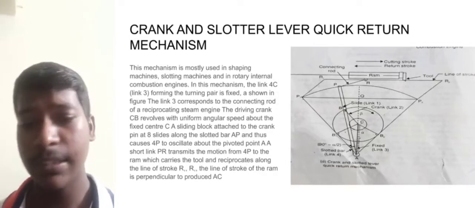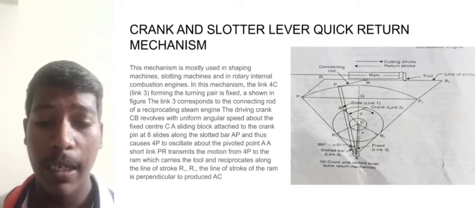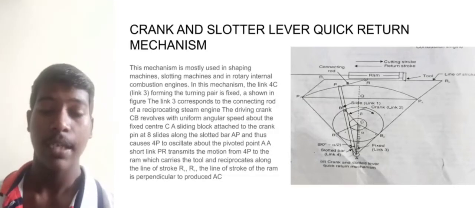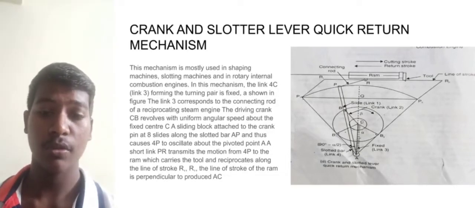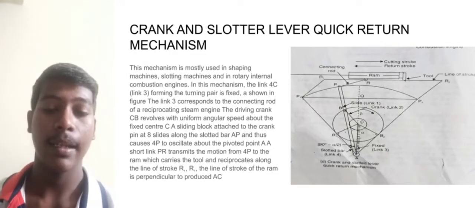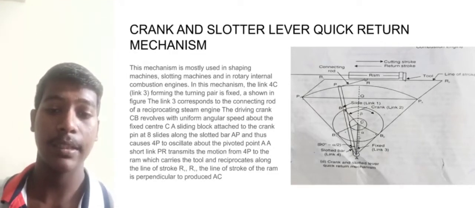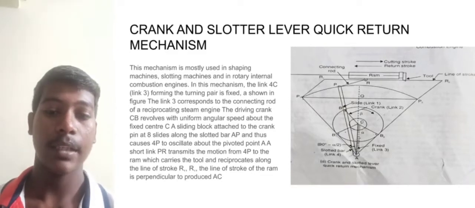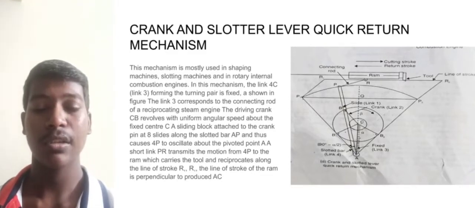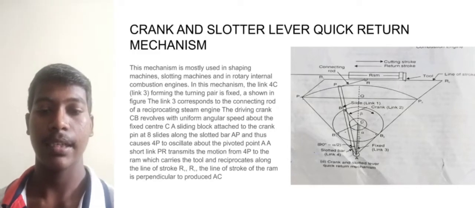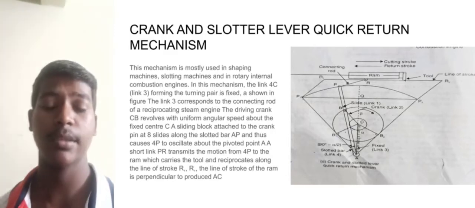Why is the cutting stroke slow? The cutting stroke is the material removal of the slotter machine. The reverse stroke is finishing; after cutting the material, the return is fast because there is no material. It is called the crank and slotter quick return mechanism.